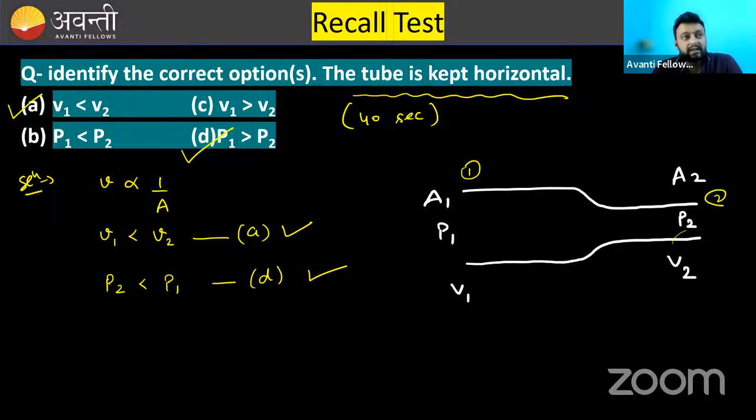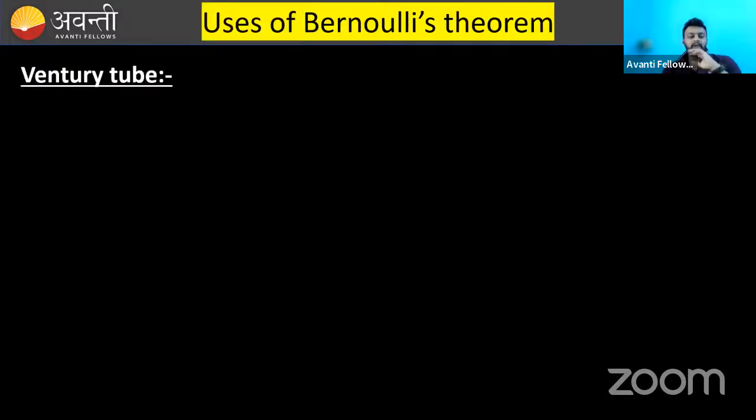There are a lot of applications, like the Magnus effect. How the bowler swings the ball, how the spinner turns the ball, all these phenomena involve Bernoulli's theorem. The takeoff of a flight also involves Bernoulli's theorem. So there are a lot of applications. We are going to discuss a few of them which involve numerical calculation.